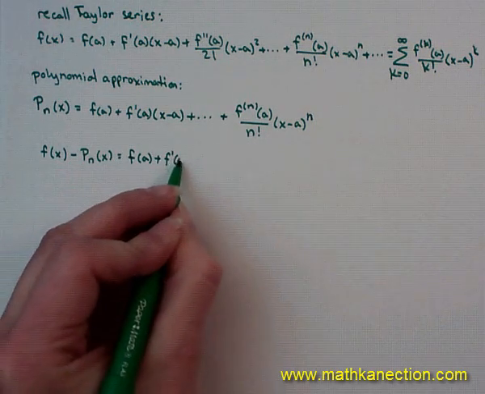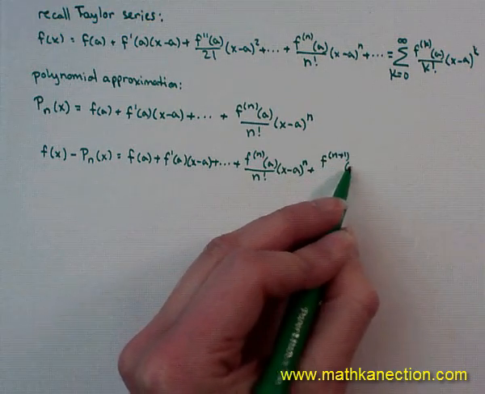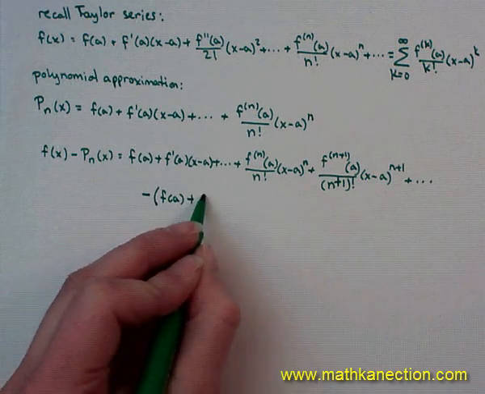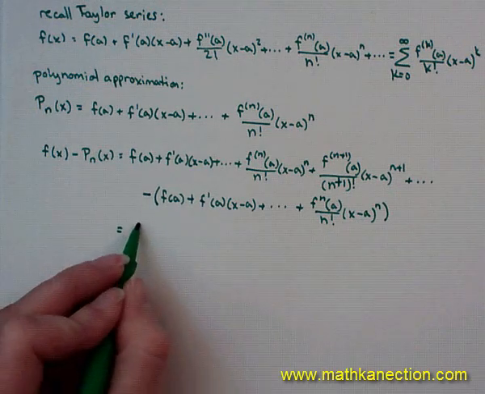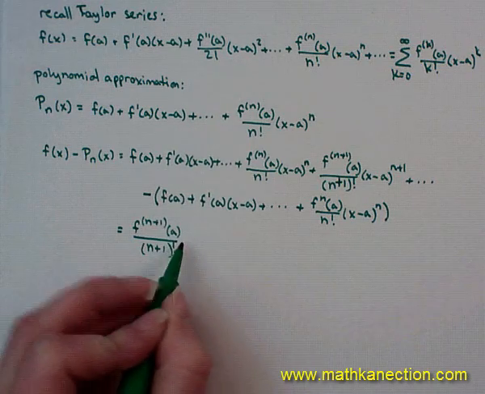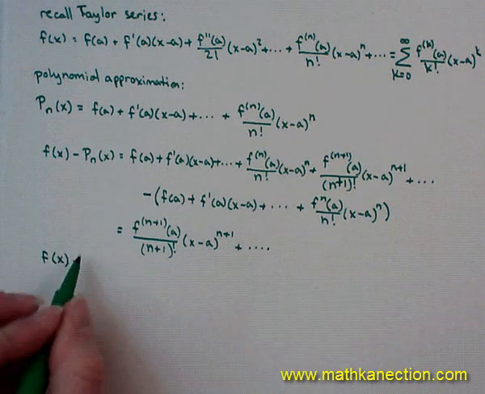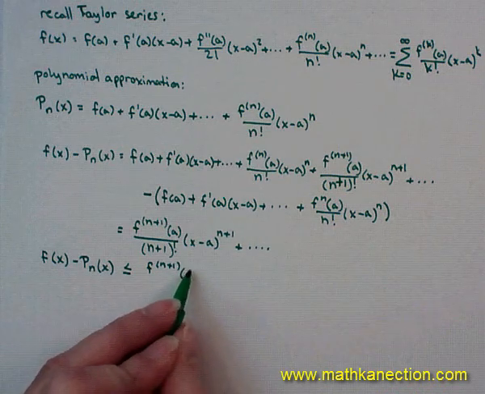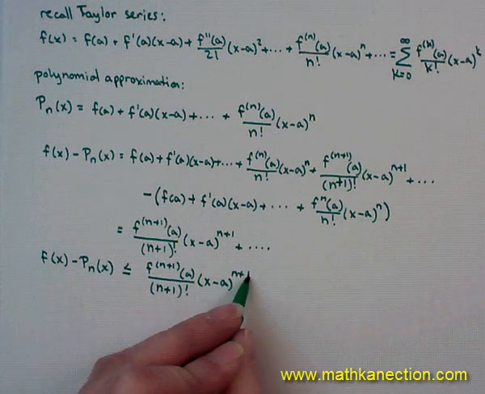So if we take the actual function minus the polynomial approximation, taking all the terms of the actual function from the Taylor series and then subtracting the terms from the polynomial approximation, you'd be left with the n plus 1 derivative of f at a over n plus 1 factorial times x minus a to the n plus 1, etc. So f of x minus the polynomial approximation has to be less than or equal to the n plus 1 derivative of f at a over n plus 1 factorial times x minus a to the n plus 1.